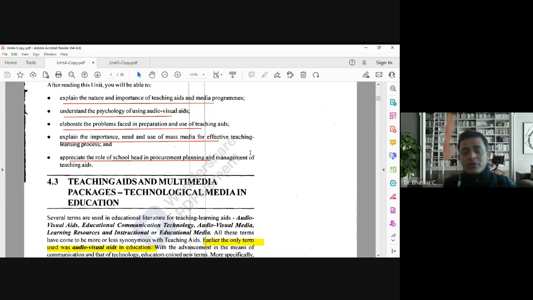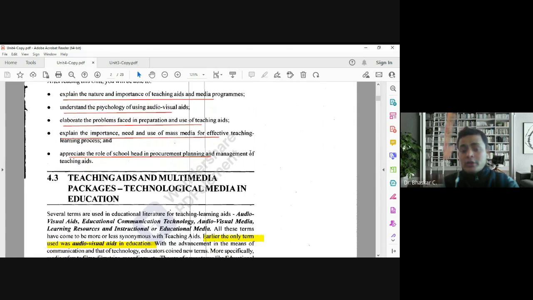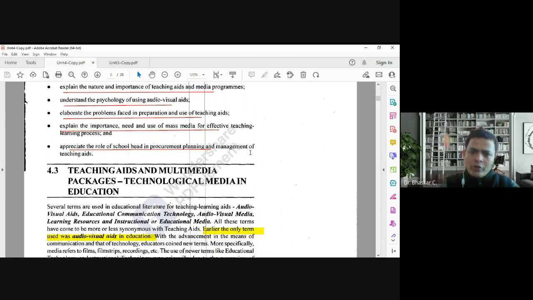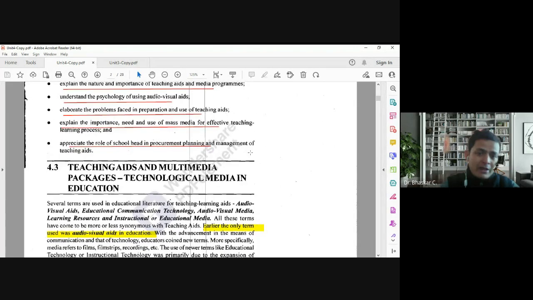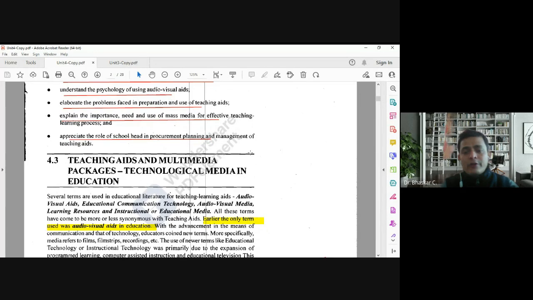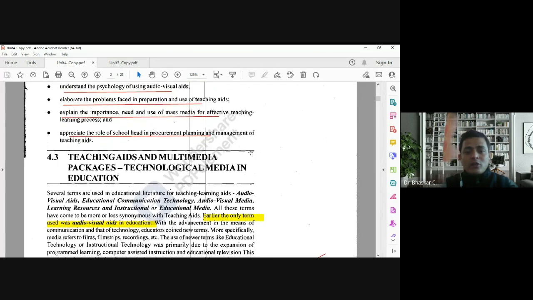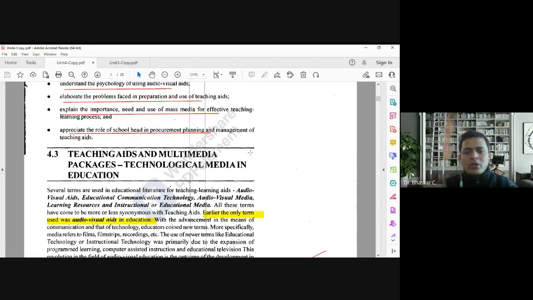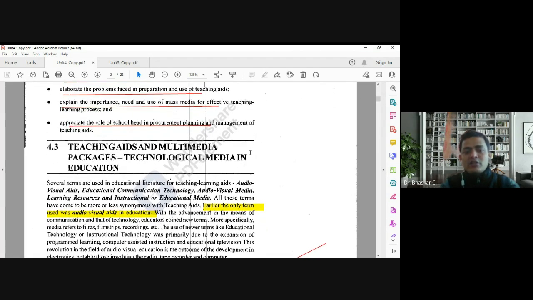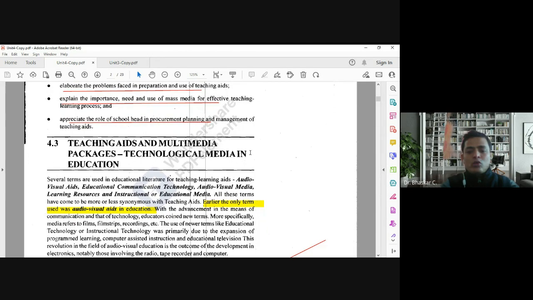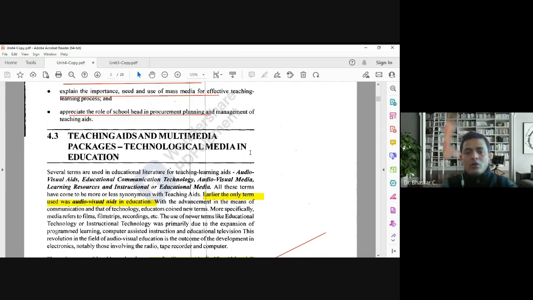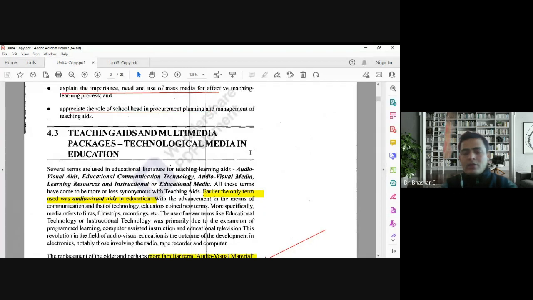Then the problems faced in the preparation and use of teaching aids, because teaching aids are not always available hand to hand. Many times you have to design some type of teaching aids, or if they are already designed, then in case of some problem or situation, you have to operate them on your own. Then we will discuss their importance and need, and finally the role of the school head. So this is the brief structure of the unit that we have to discuss here.